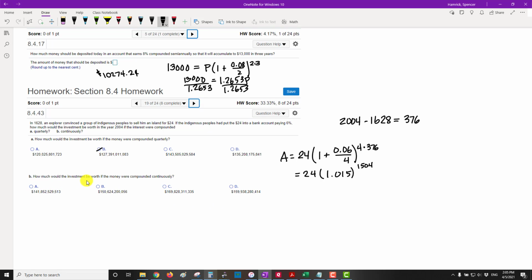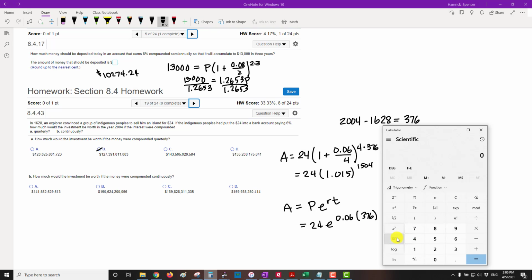Now let's see, what would the investment be worth if the money were compounded continuously? So we've not used this formula yet. We have A equals P e to the rt. So the initial amount was $24, e, and the rate is still the same, 0.06, and the years are 376. Now, this is where you'll possibly get into trouble on some of these more basic calculators, and you need to have a scientific calculator at this point because many of them don't have the e button on it. So I'm going to pull out the graphing calculator again, although you don't need a graphing calculator. You can use just a plain scientific calculator.